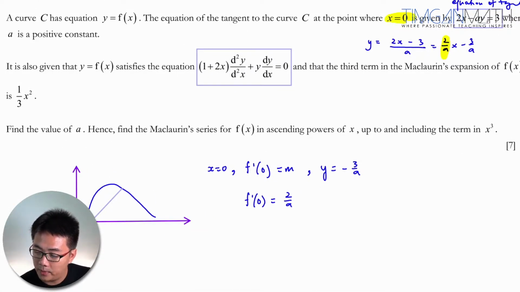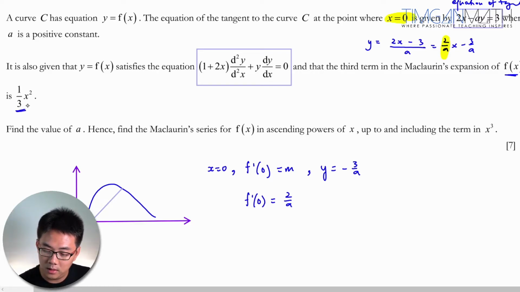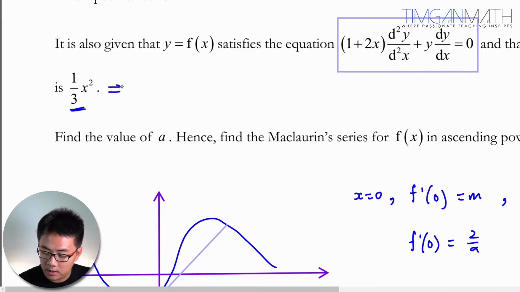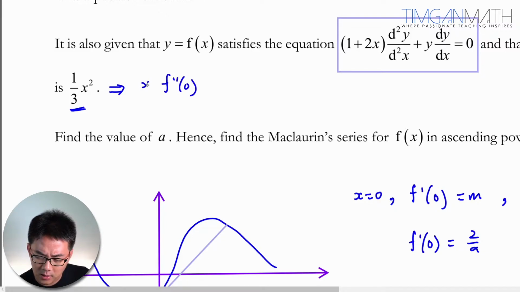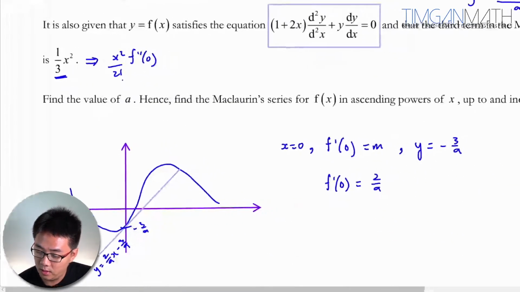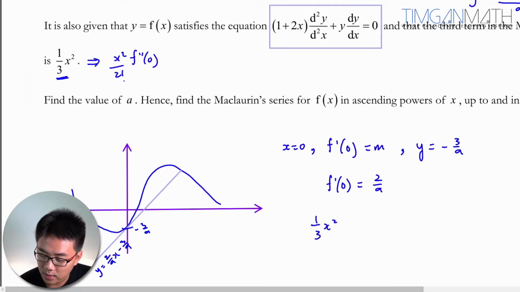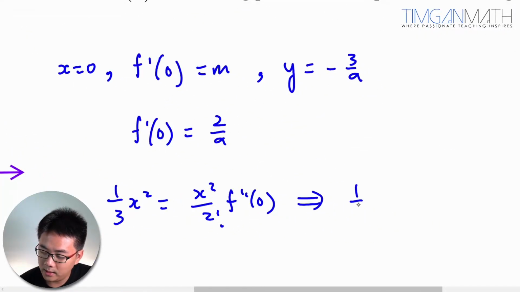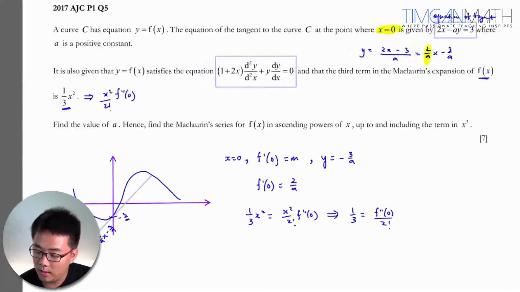Basically, the third term of the expansion is this. So using the Maclaurin series that we've learned, this is actually f double prime 0 x squared over 2 factorial. In other words, what we can deduce from here is that 1/3 x squared equals x squared over 2 times f double prime 0. So this tells us that 1/3 equals f double prime 0 over 2 factorial. That is the third term.